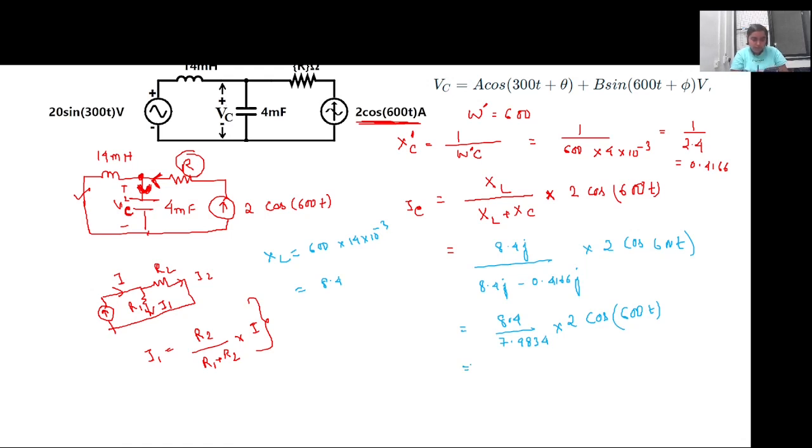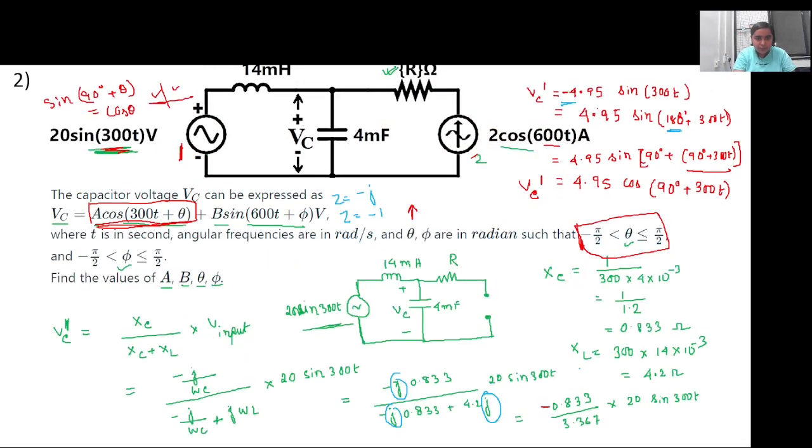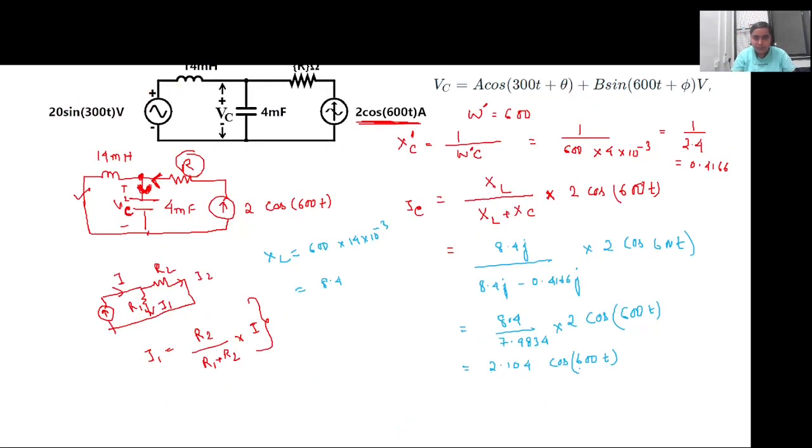Or by answer, what does this come out to be? 2.104 cos of 600t. Now, let us see, in the question it is written in terms of b sine 600t plus 5. So how can you write this in terms of sine? We have only found the current, we need to find the voltage.